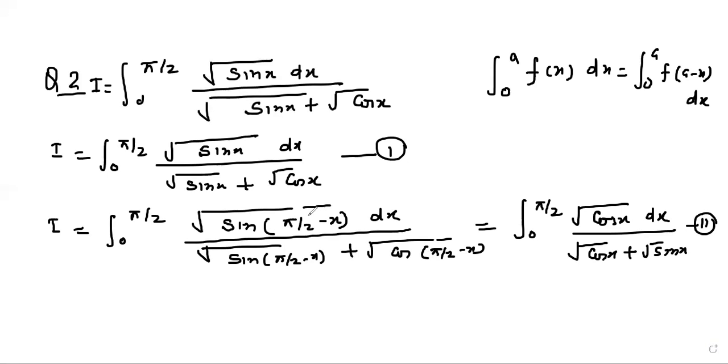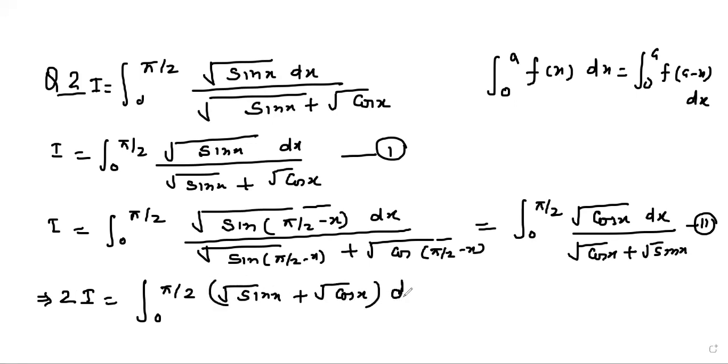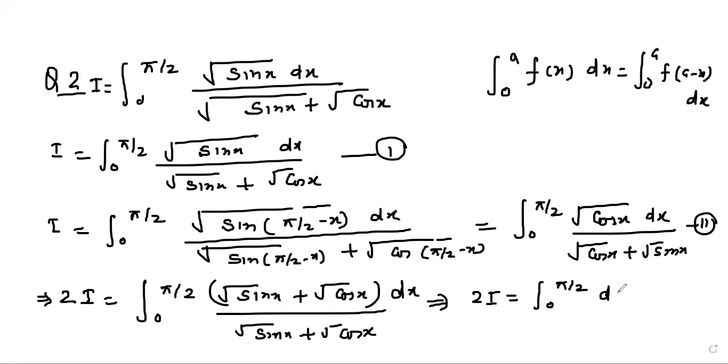Equation number 2. If you observe carefully, the denominators of equation number 1 and equation number 2 are the same, so we can add directly. So 2I will be equal to integration from 0 to pi by 2 of (root sin x plus root cos x) dx divided by (root sin x plus root cos x), which will give 2I equal to integration from 0 to pi by 2 of dx, which will become x, limits 0 to pi by 2, or 2I equal to pi by 2, which gives I equal to pi by 4.